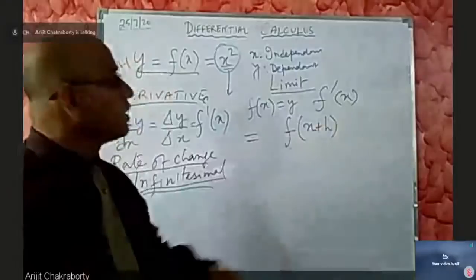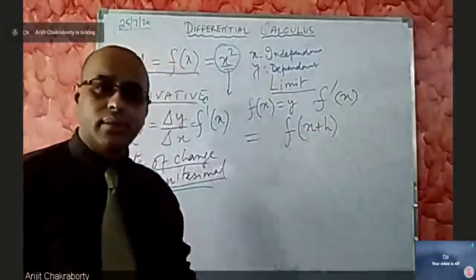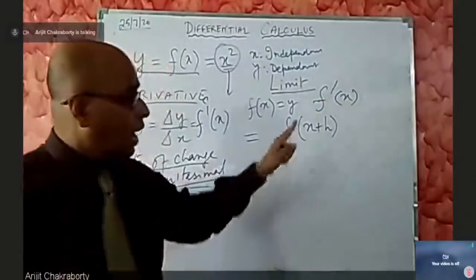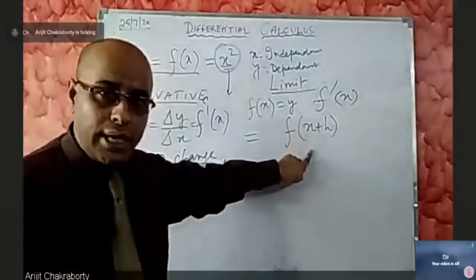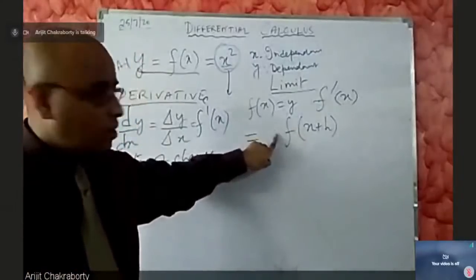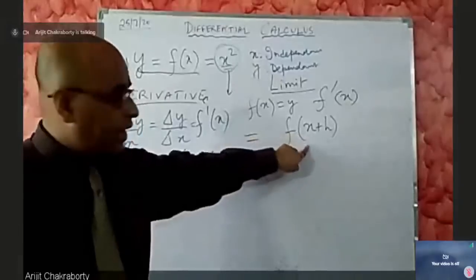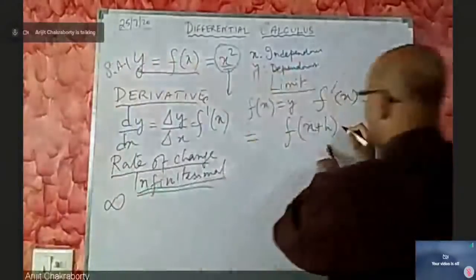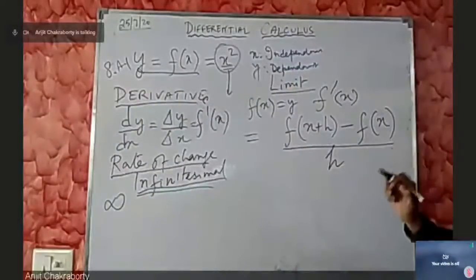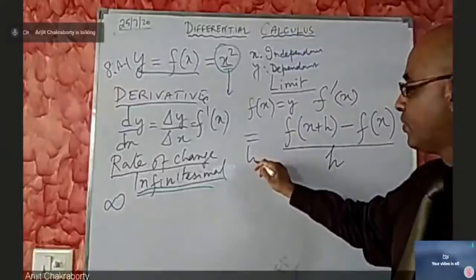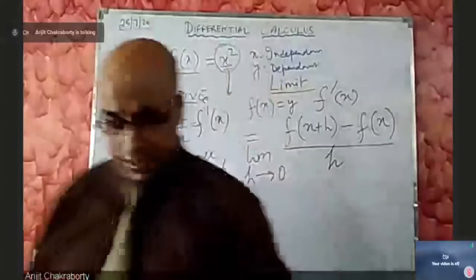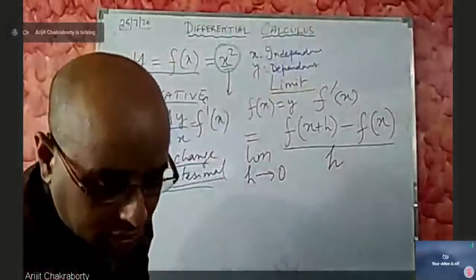Derivative is also called the differential coefficient, right? Derivative is also known as the differential coefficient. How do we find it? Conceptually: f(x plus h) minus f(x), divided by h, when the limit is h tends to 0. This is very important. Please try to understand this.